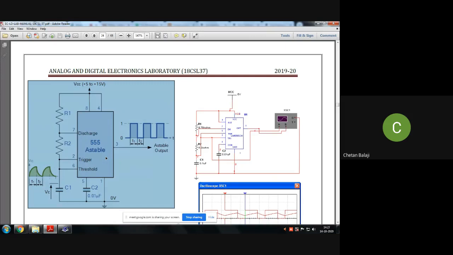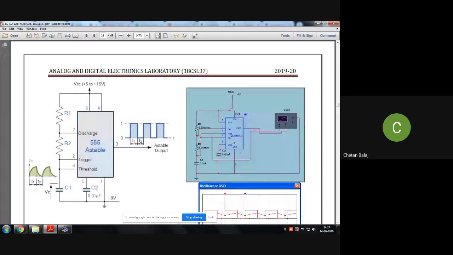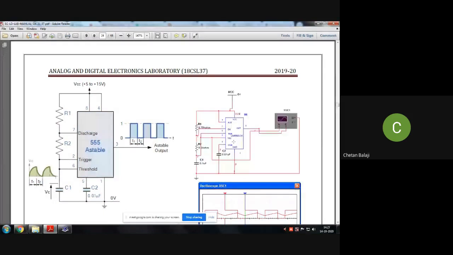Let me do the experiment and see. Here you have one more. Regarding pin number connections, pin numbers 4 and 8 are shorted and given to the power supply VCC. Then take two resistors, one of 8.79K and one of 5.6K, one capacitor of 0.1 and another capacitor of 0.01. If we get all these things, the connection is very easy.